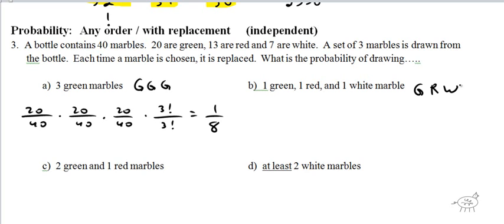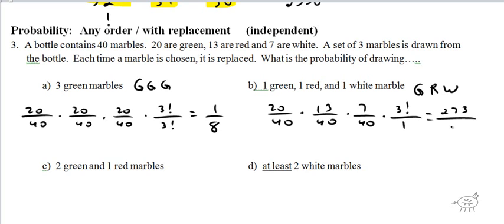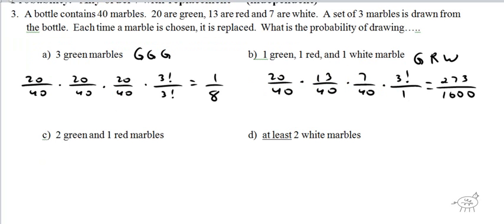Okay, so we have a green, a red, and a white. So probability of getting a green is 20 out of 40. Again, they're replacement, so it's times 13 out of 40 for a red, times 7 out of 40 for a white. Okay, and then I have 3 marbles, so it's 3 factorial, and there's no repeats. So I get 273 over 1600. Again, if you notice, all these are fractions. So make sure you always give me a fraction, unless you hit your fraction button and it gives you a decimal, which means the calculator can't handle such a complex fraction.